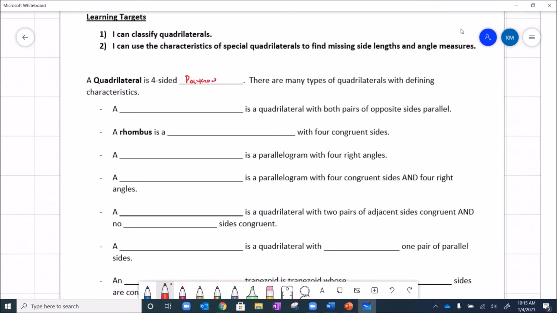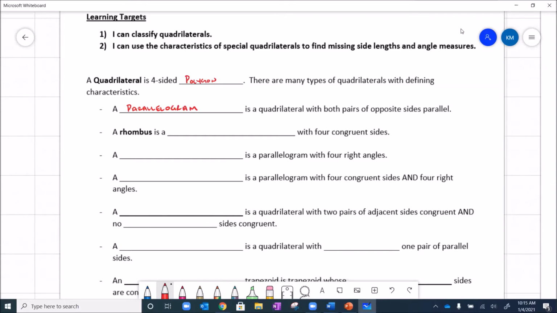All right, a quadrilateral is a four-sided polygon. Okay, quad, four. And there are many types of quadrilaterals with defining characteristics. So the first one, a parallelogram, is a quadrilateral with both pairs of opposite sides parallel. Okay, that's the name, parallelogram.